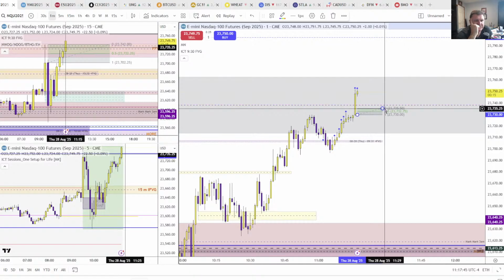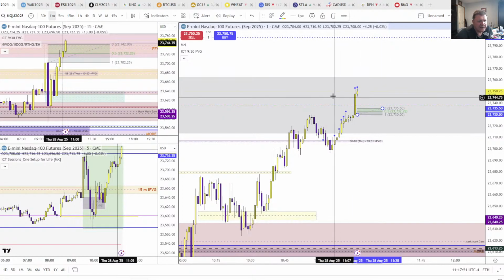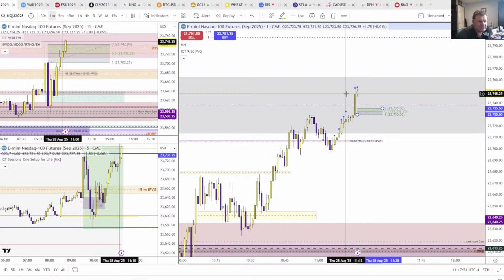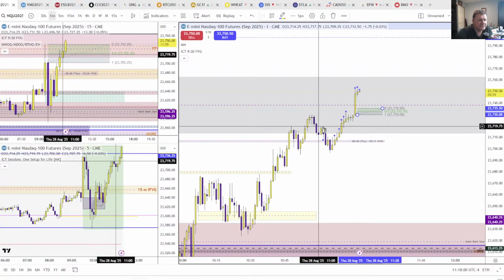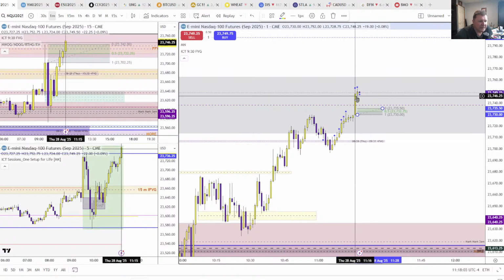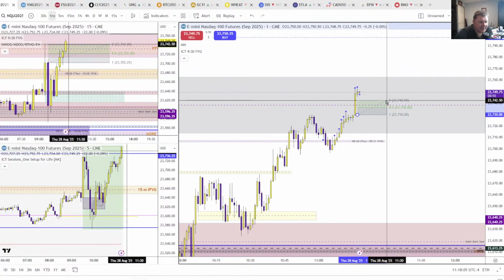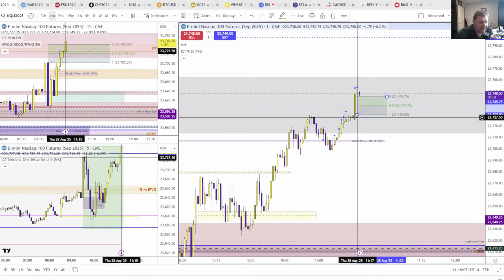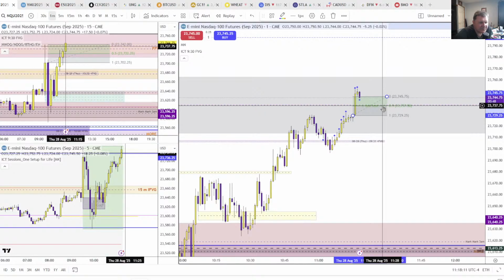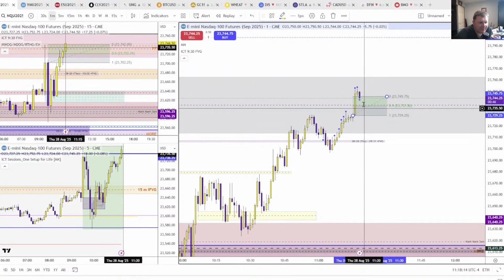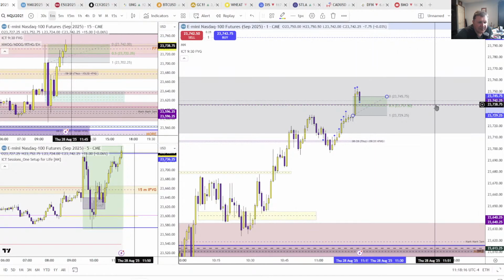$747. That'll hit your 747 level. Good work, man. Good call. There's your fair value gap. Okay, so what are we looking at here then? From there to there. 50% puts you right here, right on top of that fair value, that consequent encroachment.